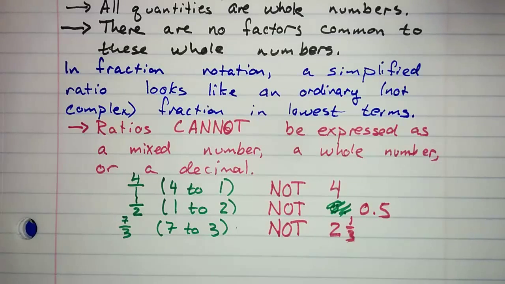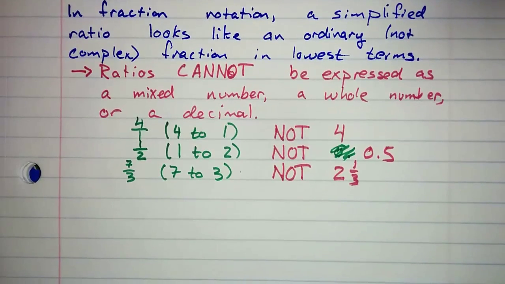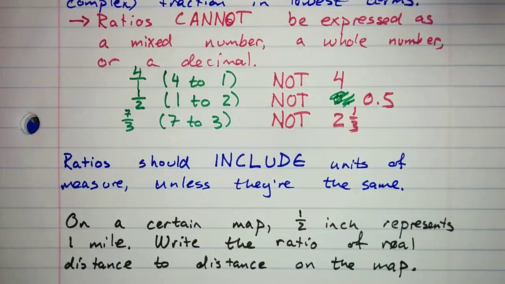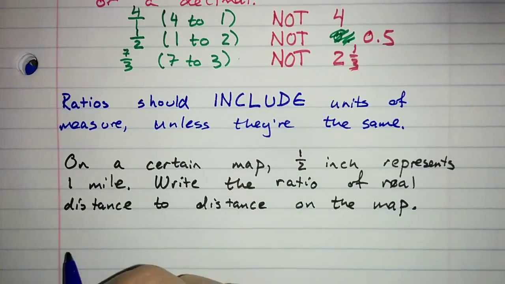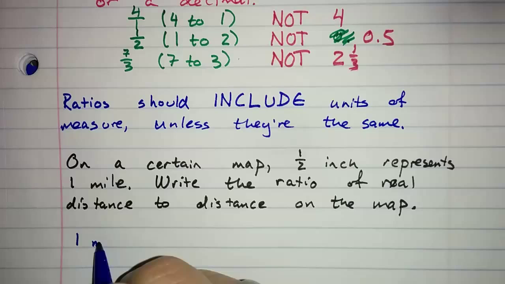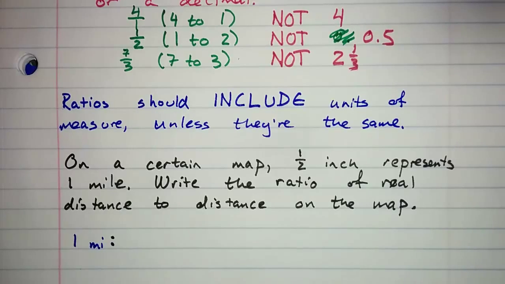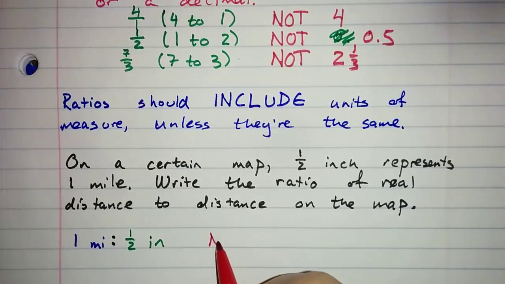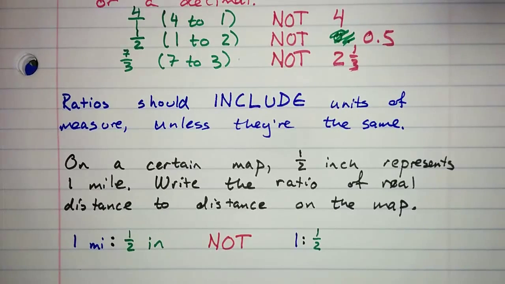There's one other thing to be aware of, and that is units of measure. So for example, I might say, on a certain map, 1/2 inch represents 1 mile. And we want to write the ratio of real distance to distance on the map. That will be real distance 1 mile to distance on the map 1/2 inch. It would be incorrect to say 1 to 1/2.